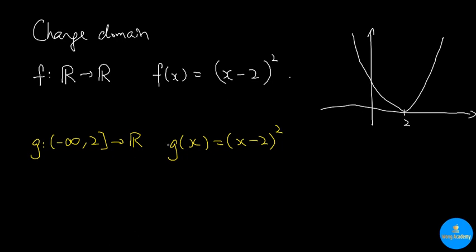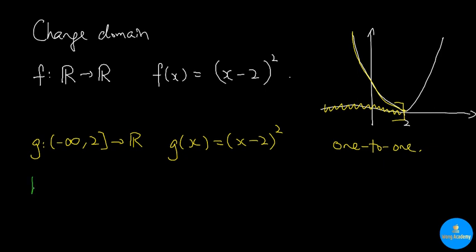Why? Because if we take this to be our new domain, then we are only including all the numbers from negative infinity up to 2. And hence, the graph of g is now only this branch. This branch will pass the horizontal line test, and therefore this is now a one-to-one function. There are many other ways to change the domain to make this function into a one-to-one function.